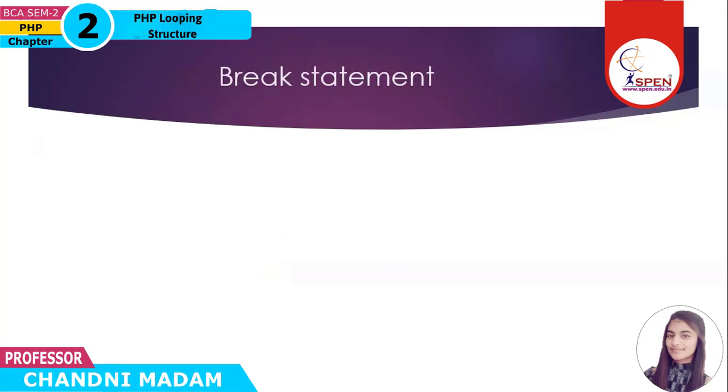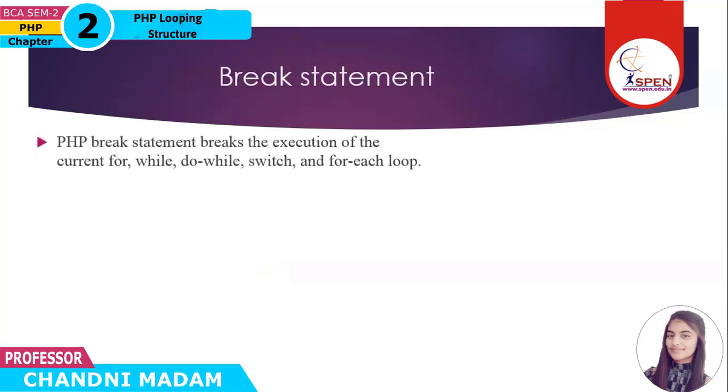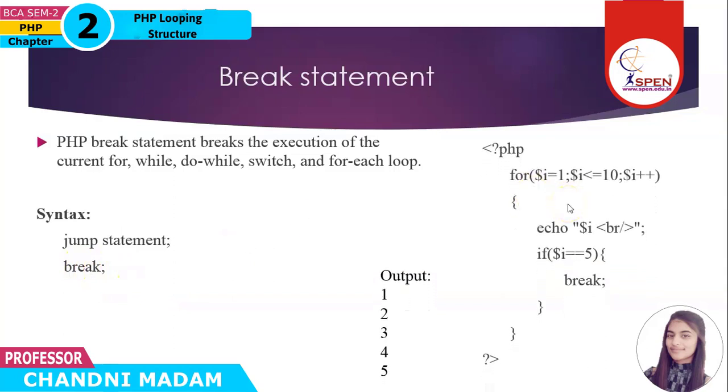So the next is the break statement. The break statement is used to jump out of the loop. It breaks the loop and continues executing the code after the loop. I hope you remember that in our previous session we gave an example of a switch statement, and in the switch statement we used the break statement to jump out of the switch. The syntax is we just use the break keyword. Let us see the example.